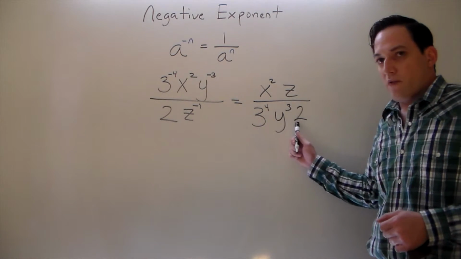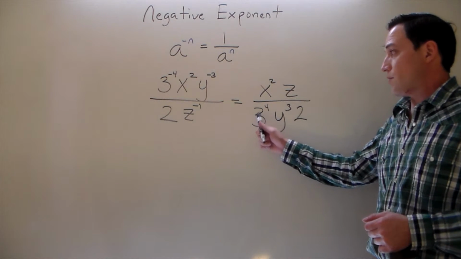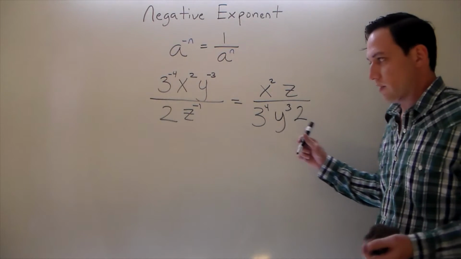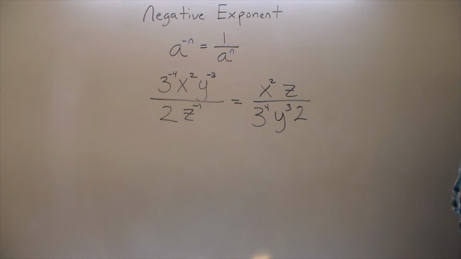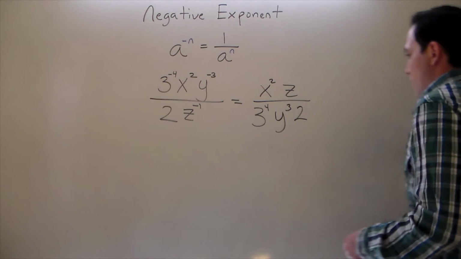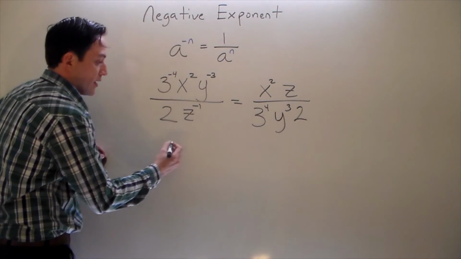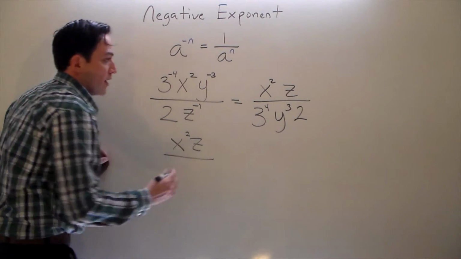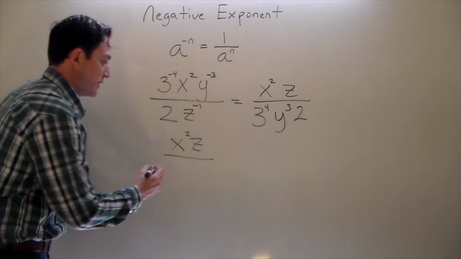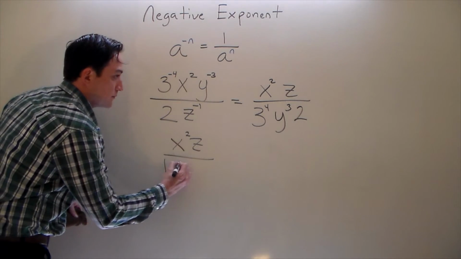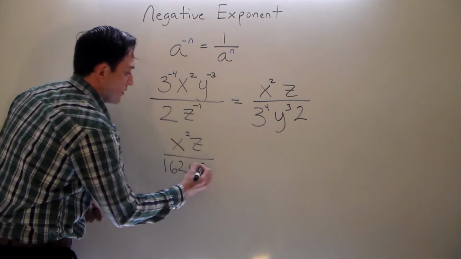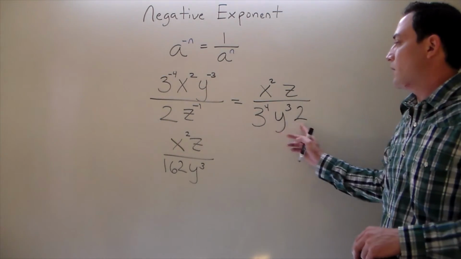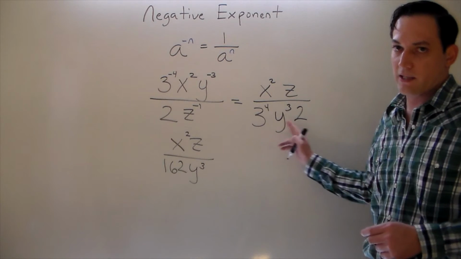I could actually simplify it more by raising 3 to the 4th power and then multiplying it with the 2. So let's just see, what's 3 raised to the 4th? We'd have 81. So if I wanted to simplify it more, I could say I'd have x squared z over 81 times 2, so I'd have 162 y to the third.